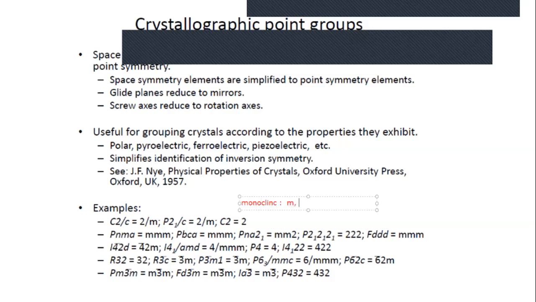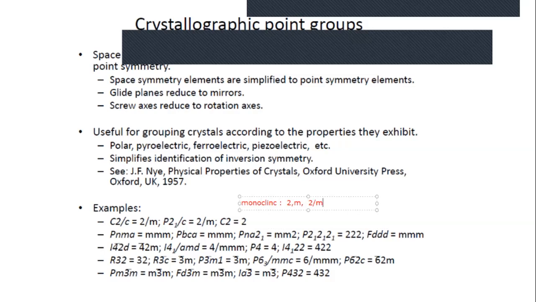It has M, 2, or actually it has 3, excuse me, 2 upon M. So those are the 3 point groups for monoclinic systems. They're either going to have twofold symmetry, a mirror plane, or a twofold with a mirror plane perpendicular to their rotational axis.